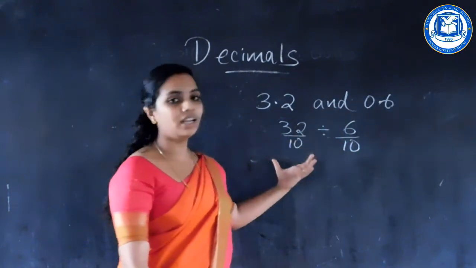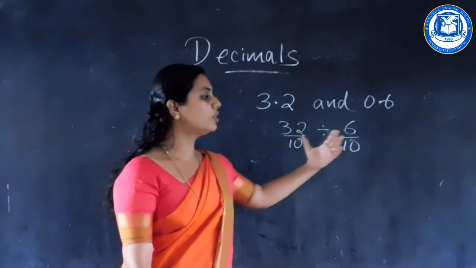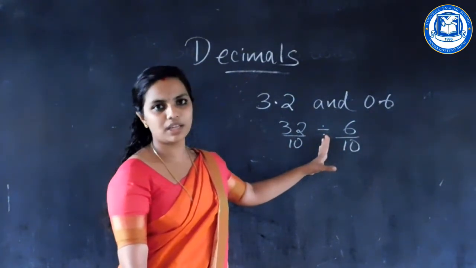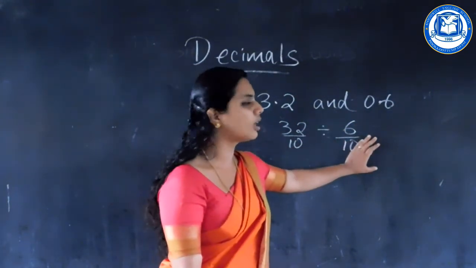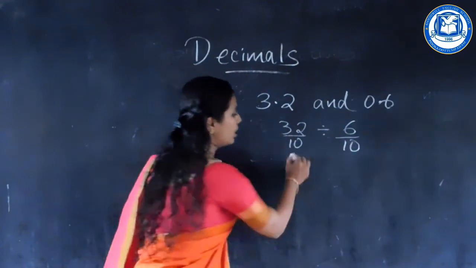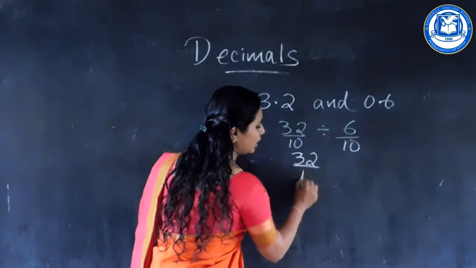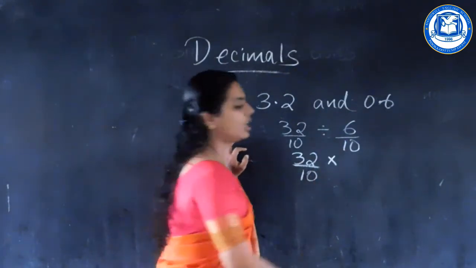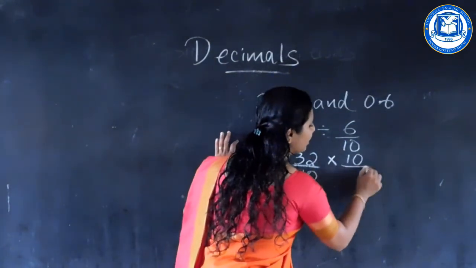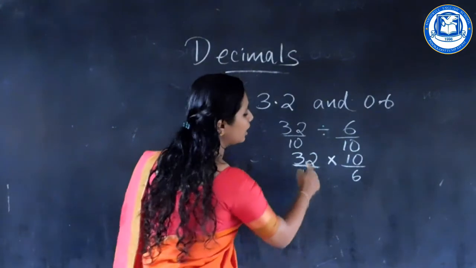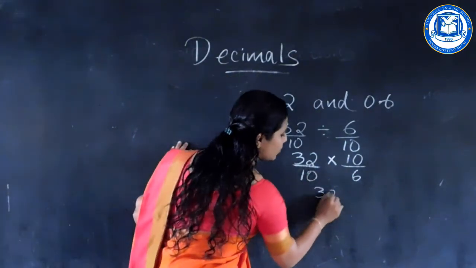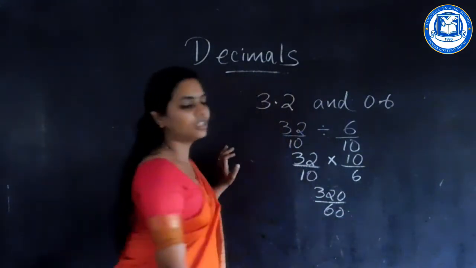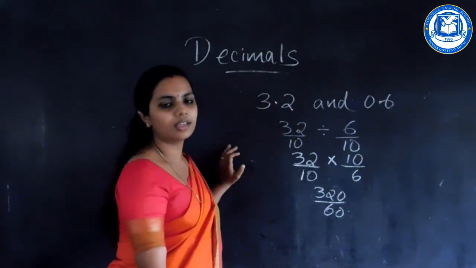As we have studied earlier, when we are dividing two fractions, we must change the division into multiplication and we must take the reciprocal of the second number. 32 by 10 into the reciprocal of 6 by 10, which will become 10 by 6. So 32 into 10 is 320 divided by 60. 320 divided by 60.